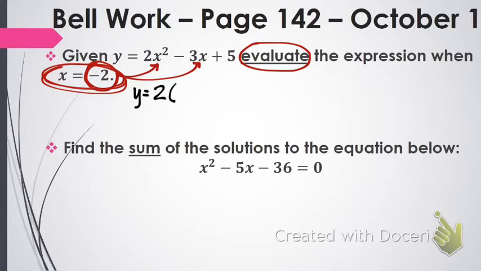So I have 2, and then I'm going to substitute in this -2 squared, -3, and then I substitute in another -2, and then +5. You guys okay with that so far? So anywhere I saw an x, we've now replaced it with -2. So now I'm going to use order of operations to finish evaluating this.